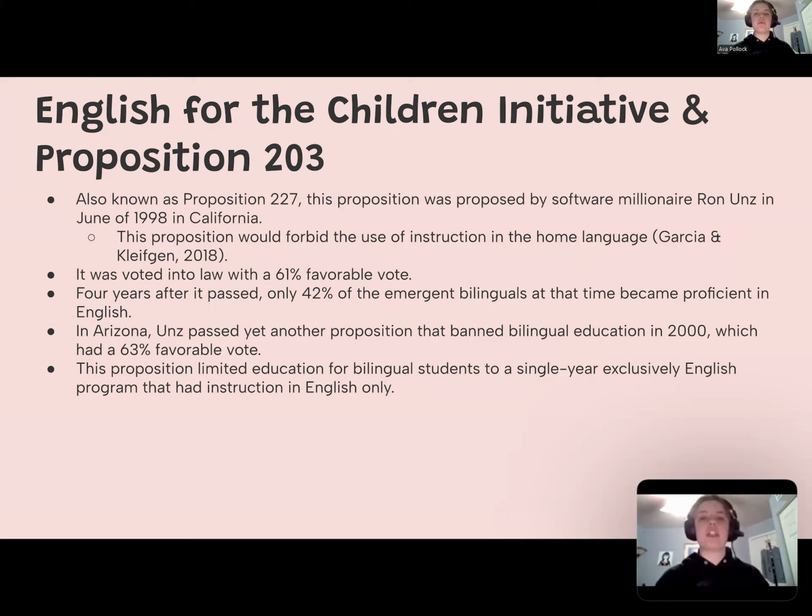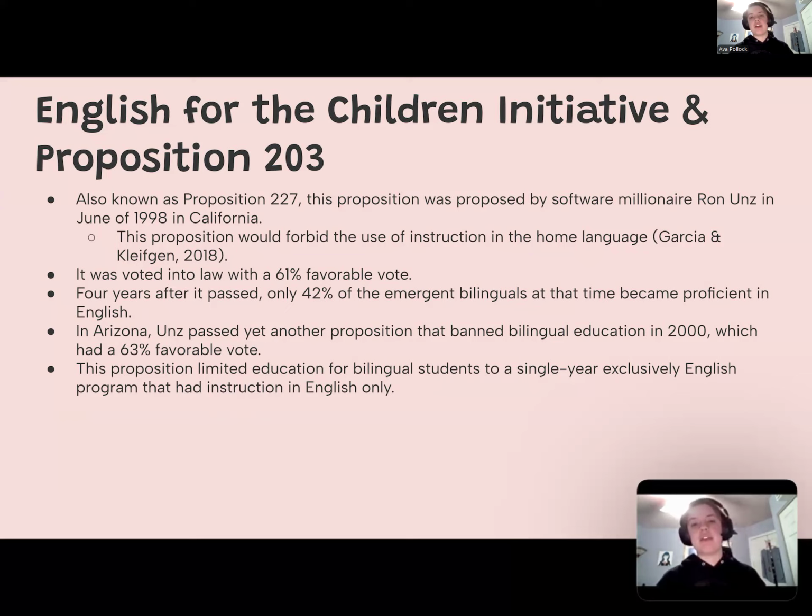This proposition would forbid the use of instruction in the home language, so this meant that all instruction in the classroom needed to be in English. It was voted into law with a 61% favorable vote. Four years after it passed, it was found that only 42% of the emergent bilinguals in that area became proficient in English, which demonstrated that it was ineffective.